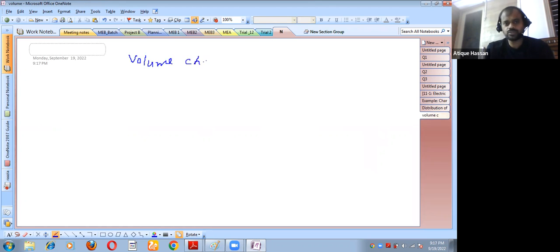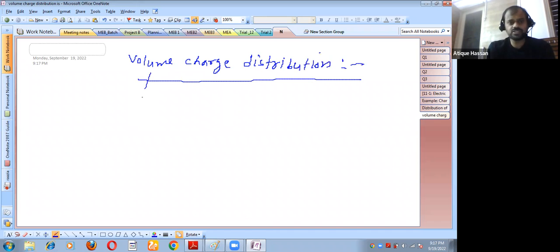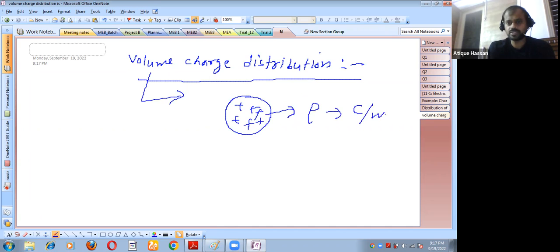Volume charge distribution. These all are scalar quantities. We know the charge is also a scalar quantity. So volume charge distribution, as the name itself makes clear, is the charge distribution on a volume. It could be on any shape, like a spherical kind of thing. Generally we denote it by rho, and its unit is Coulomb per meter cube.